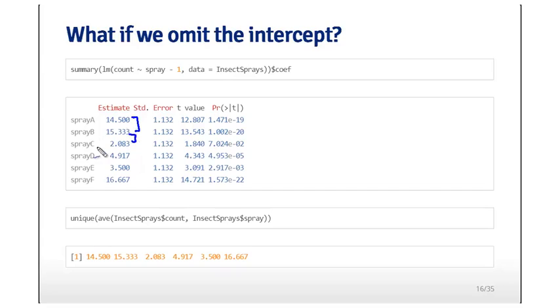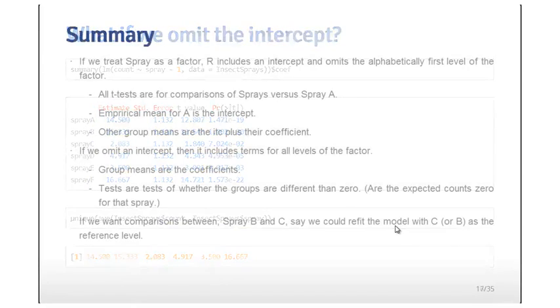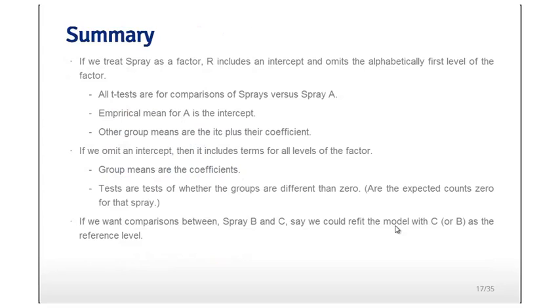Here I actually do just take the average within each of the groups, and you can see it's 14, 15, 2, 4, 9. That's exactly what we got right here. Okay, so at any rate, my points.